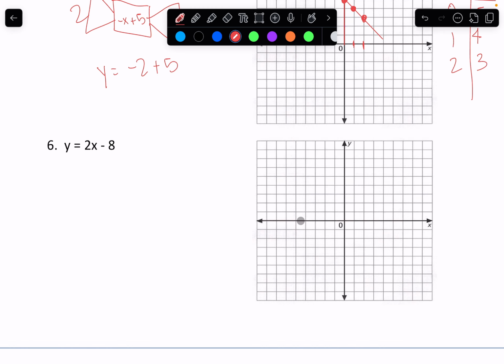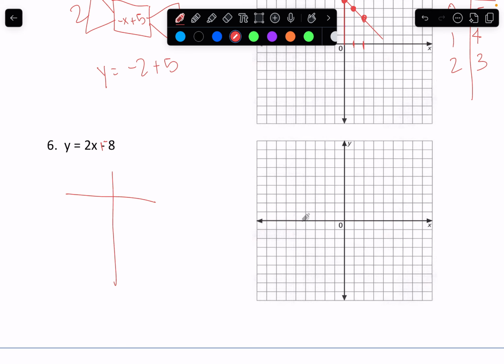Y equals 2x minus 8. We're going to change this to plus a negative 8. And you'll figure out why I'm doing this in a minute. Try again. Plus a negative. Okay. All right, so we make our function machine.